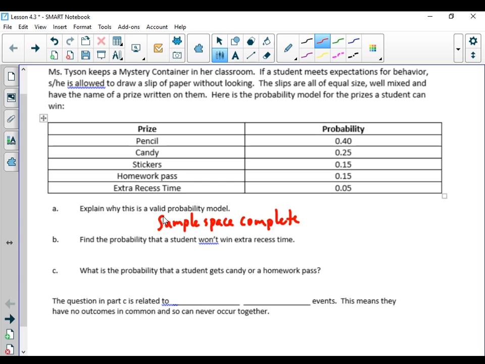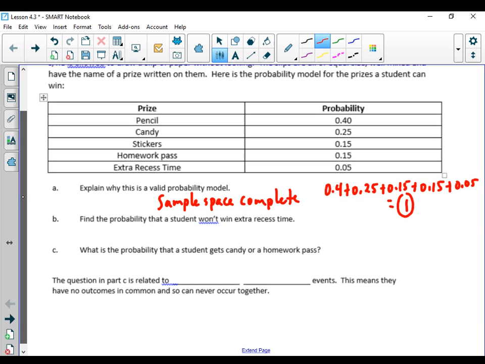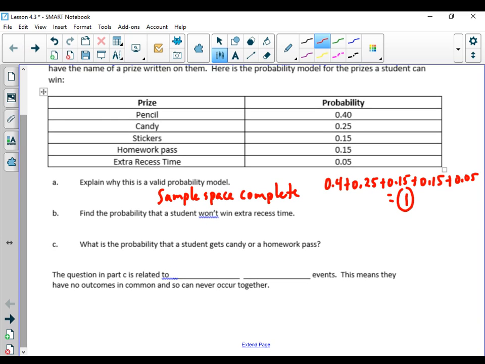And secondly, if I were to add up all those different probabilities, so we had 0.4, 0.25, 0.15, another 0.15, and 0.05. If I add all those together, they equal a nice, neat 1. Or think in terms of percentages, if you're thinking about 40%, 25%, and so on, they'd all add up to 100%. So this is a valid probability model.